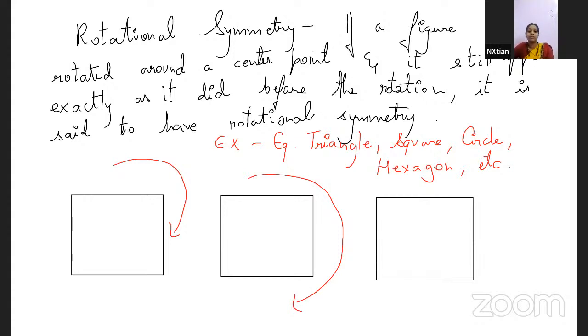Ma'am, for a hexagon or a pentagon or a decagon, the rotational symmetry is equal to the lines of symmetry, right, ma'am? Yes, for some polygons, it is equal to the lines of symmetry.